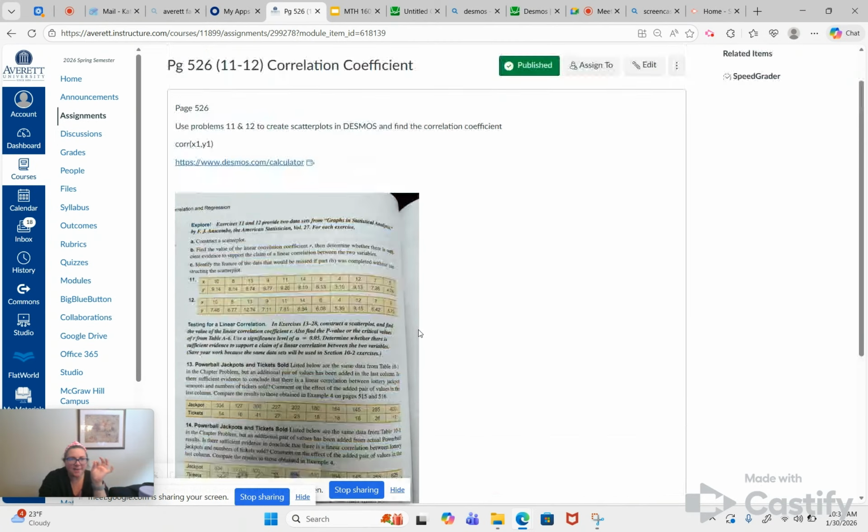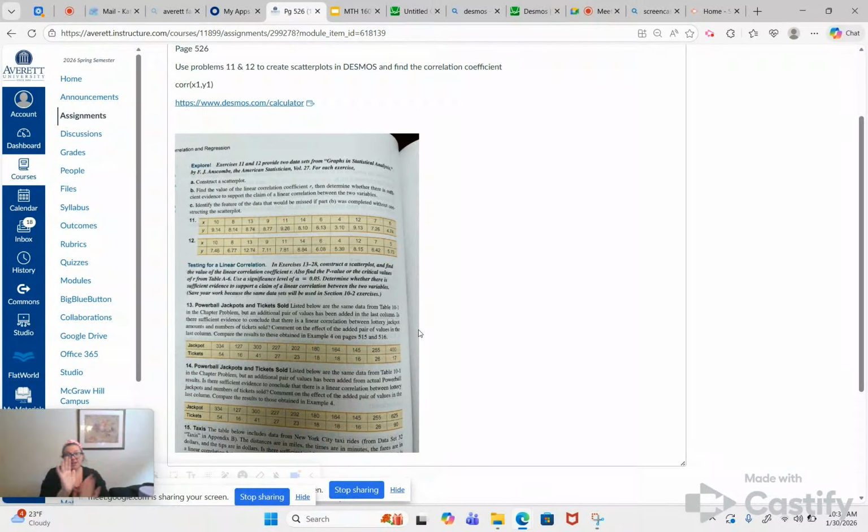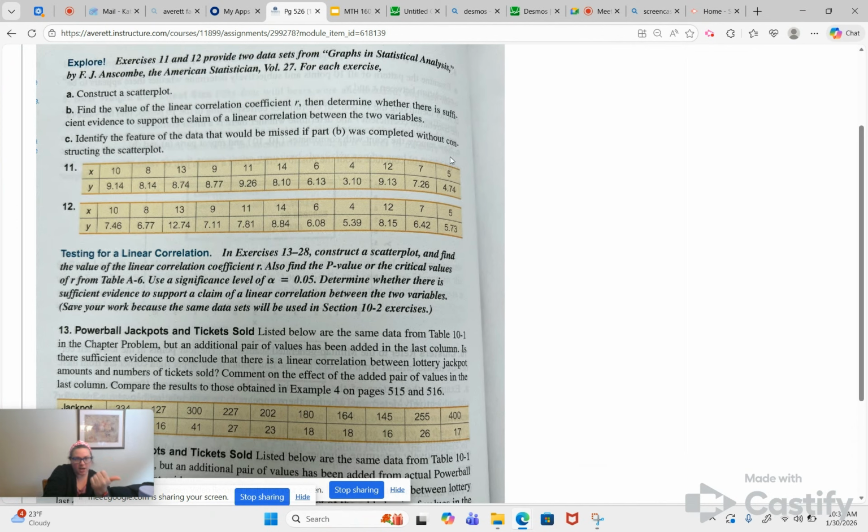This though may be from the old textbook. I don't remember if this is from the old or the new, but if your textbook has a different 11 and 12, then you can use that or you can use these two graphs. I will check it based off what you used. All I want to see is that you can put the scatter plots in Desmos.